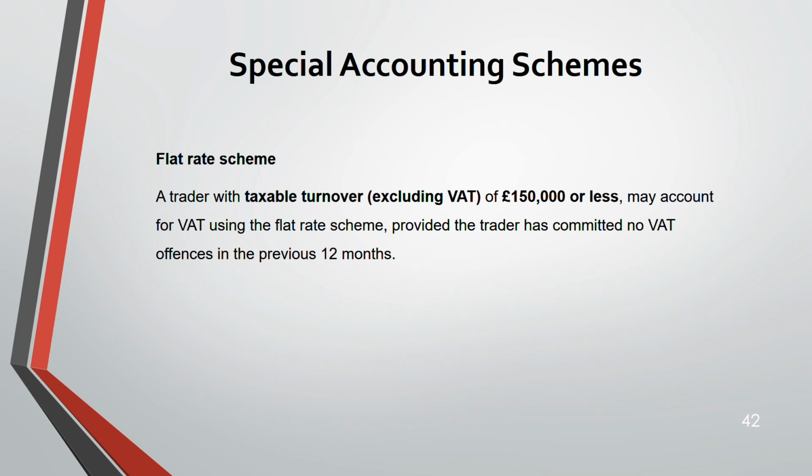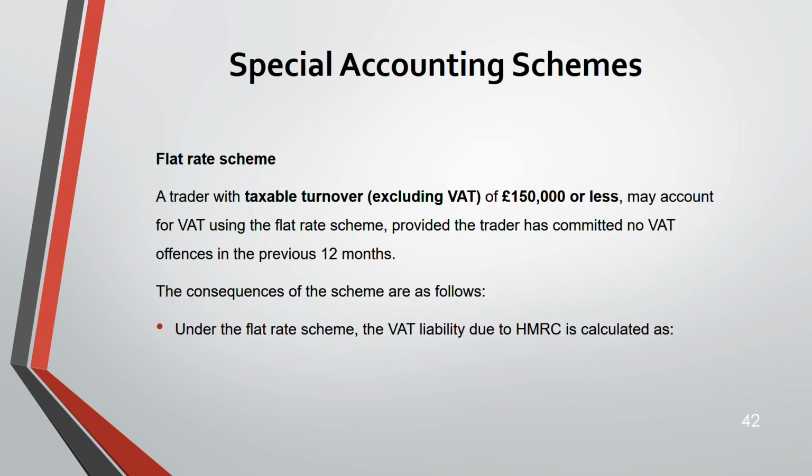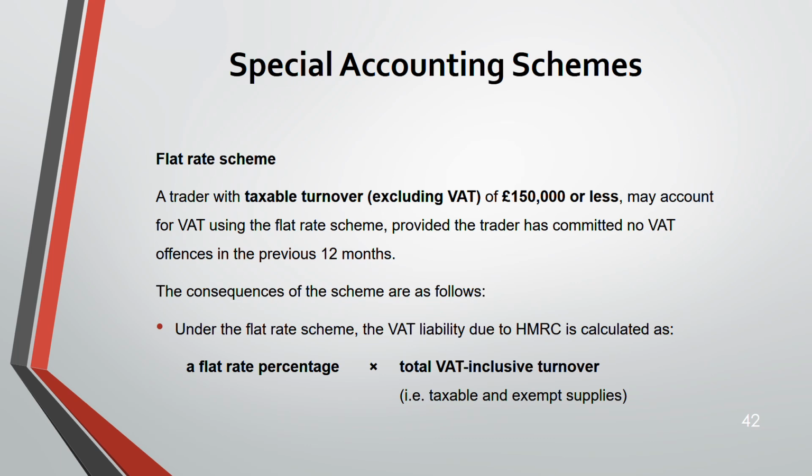Here, if your taxable turnover excluding VAT is 150,000 or less, you can use the flat rate scheme, provided no VAT offence in the previous 12 months. Consequences are this. Under the flat rate scheme, the VAT liability due to HMRC is calculated like this. There is a flat rate percentage given to you. Multiply it with the total VAT inclusive turnover. It includes all taxable and exempt supplies.